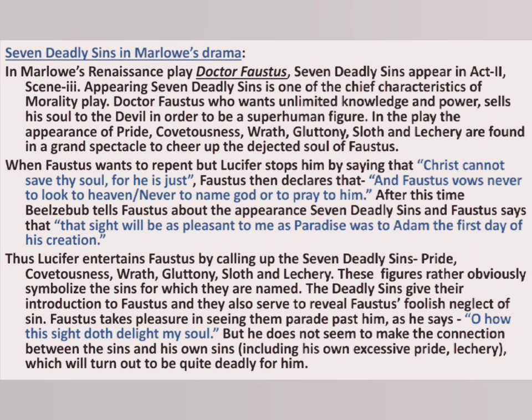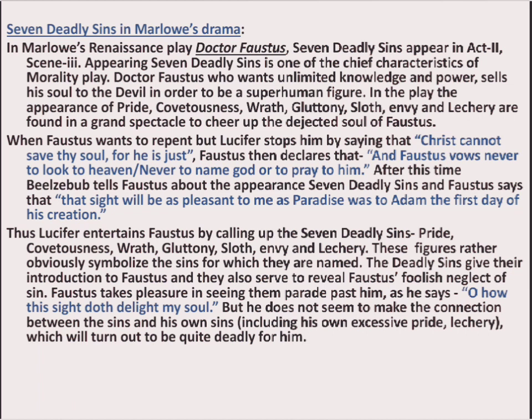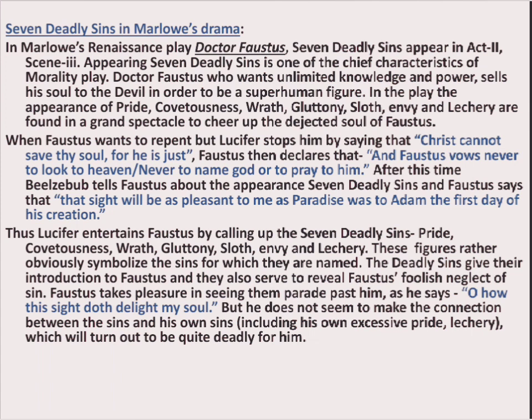Dr. Faustus, who wants unlimited knowledge and power, sells his soul to the devil in order to be a superhuman figure. In the play, the appearance of pride, covetousness, wrath, gluttony, sloth, envy and lechery is a grand spectacle to cheer up the dejected soul of Faustus. When Faustus wants to repent for his misdeeds, Lucifer stops him by saying that Christ cannot save thy soul, for he is just.